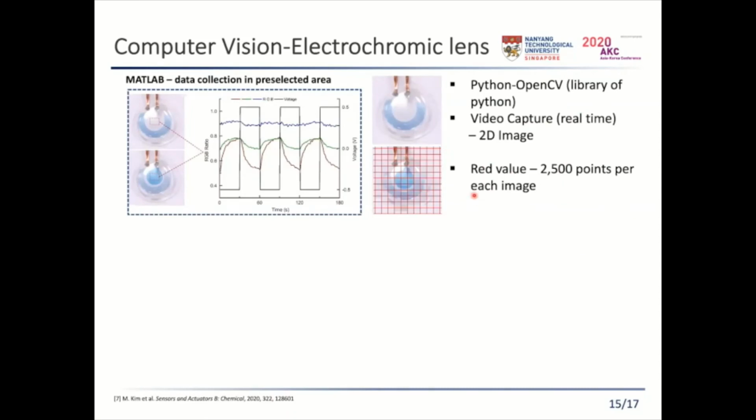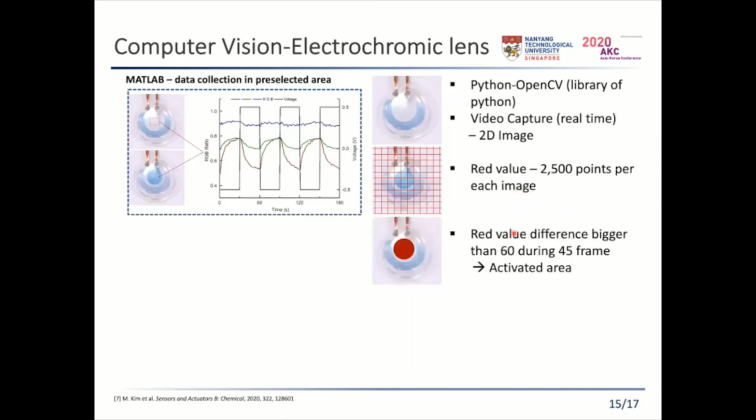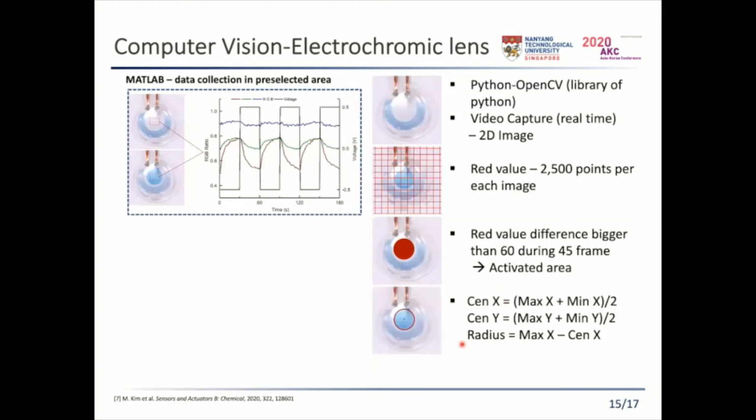RGB data of 2,500 points per image were inspected, and if the difference of red value is bigger than 60 during 45 frames, that point was added to the activated area. By processing the points of the activated area, the center point and radius were calculated. Finally, a real-time graph of red value was obtained.